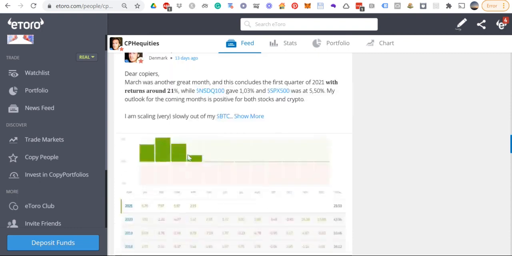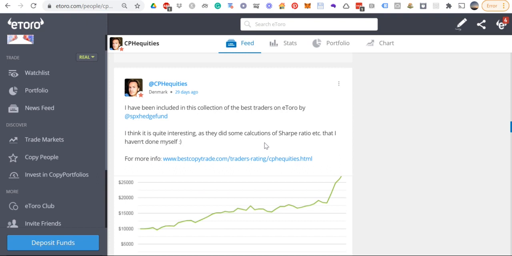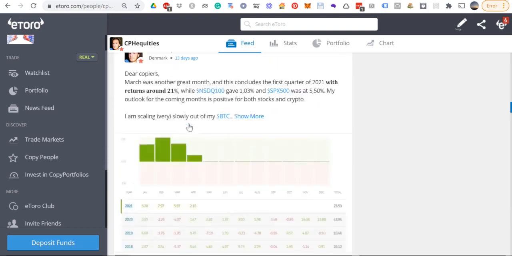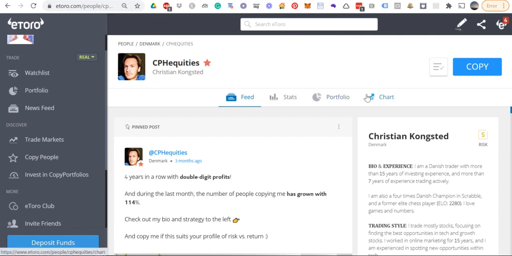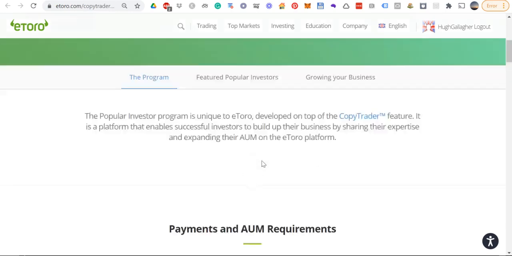Yeah, so 13 days ago. So this is good. He's engaged with the platform. He's letting his copiers know what's happening, what he's doing. So again, another plus, these are the things you want to watch out for. And so this is a champion popular investor. So you can go back to this page and have a look at that and just read through this page.